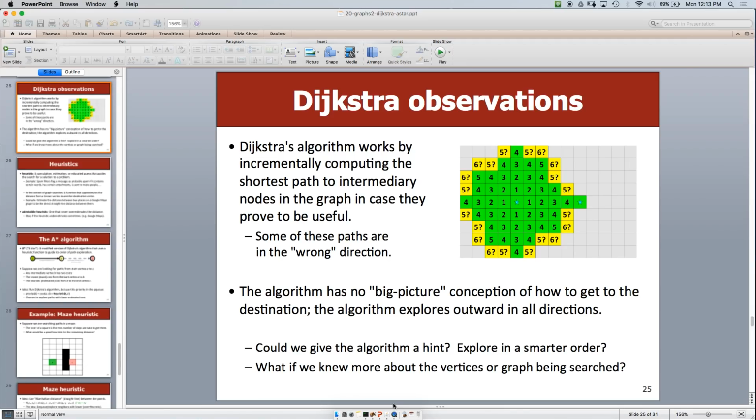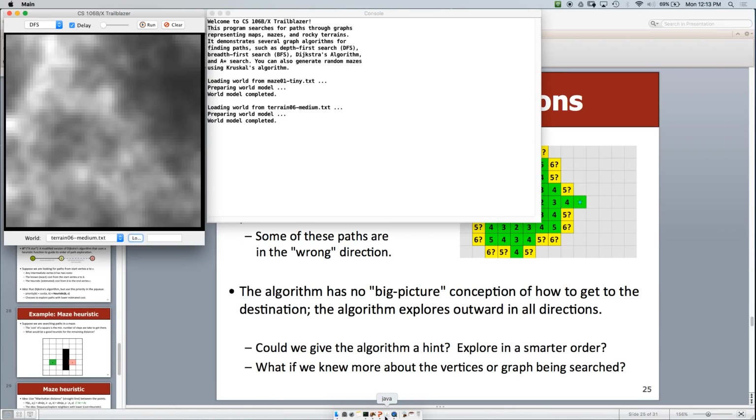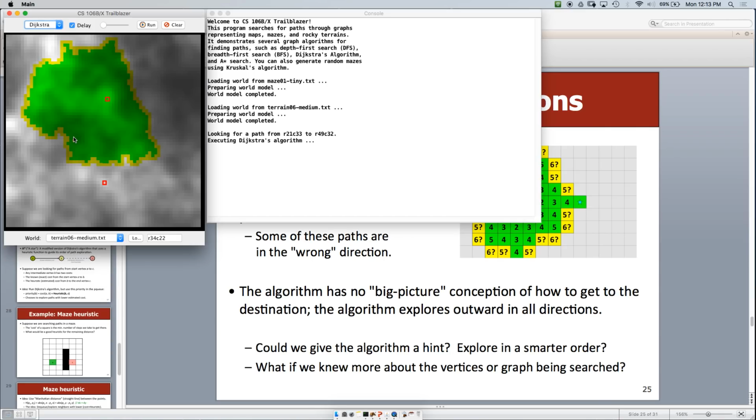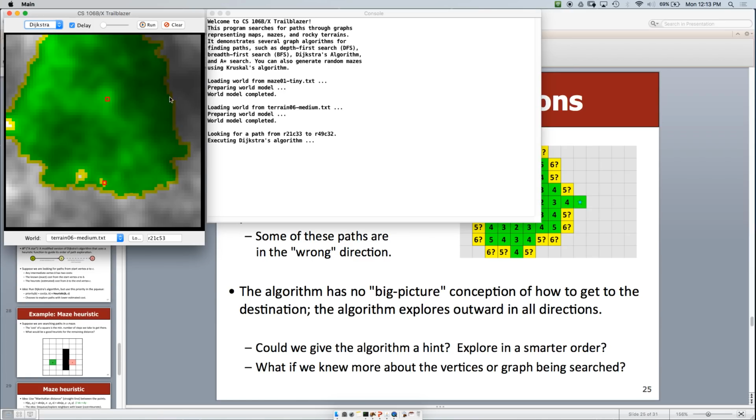And you can also see this here. Make sure this is on Dijkstra. This is what your next homework looks like. So if we're trying to go from here to here, see how it's going way up into the corner? There's just no way that's going to be the fastest path, right? We're all the way over here and over here. That was a lot of extra work, right?